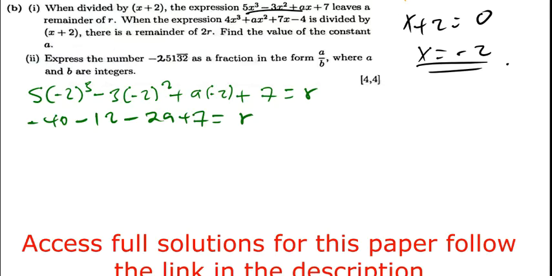So I can now simplify this. Negative 40 minus 12 plus 7. If you first start with it, negative 40 minus 12 is negative 52, and negative 52 plus 7 is negative 45. So negative 45 minus 2a being equal to r. Allow me to leave this one here.